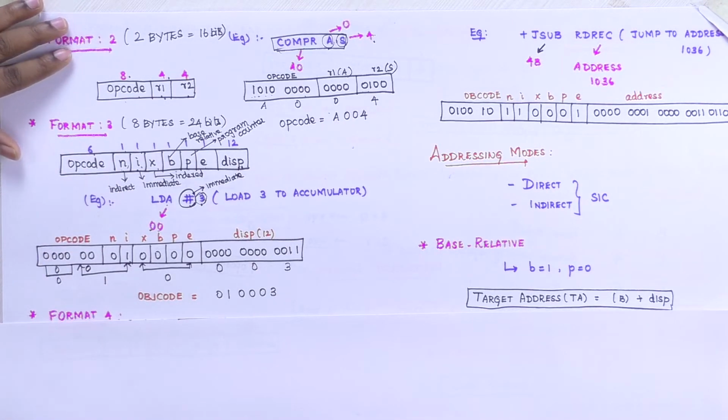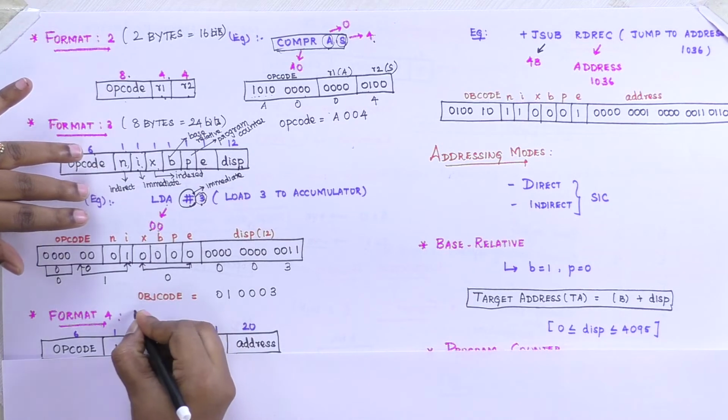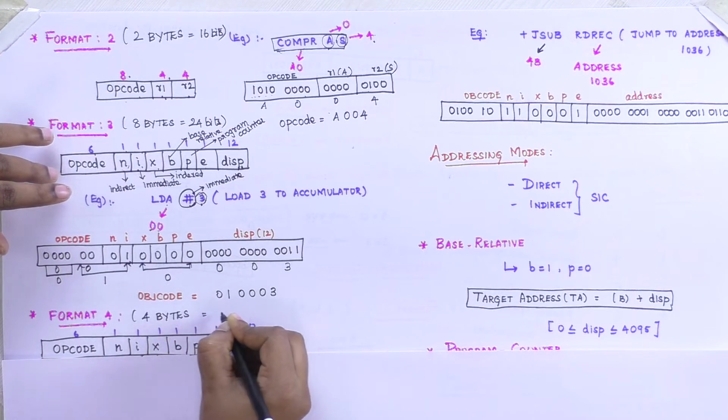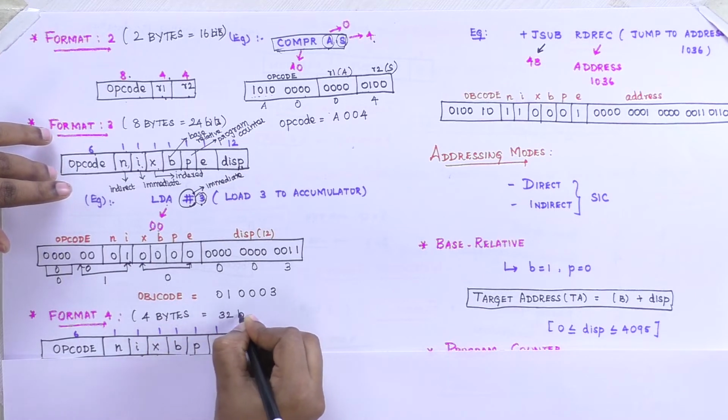Next, format 4. Format 4 is 4 bytes, that is equal to 32 bits. So the instruction layout for format 3 and format 4 are both the same, except in the 12 bits of displacement field we have the address directly, so the address value is represented in 20 bits. In format 3 we will represent in 12 bits, in format 4 we will represent in 20 bits.